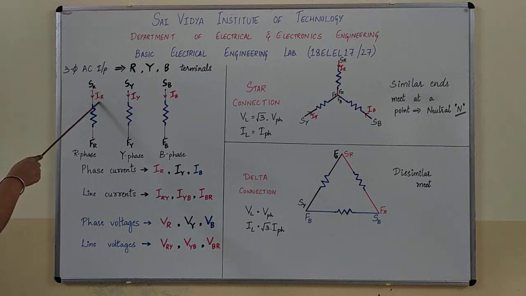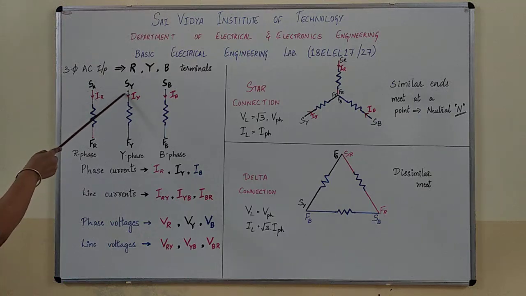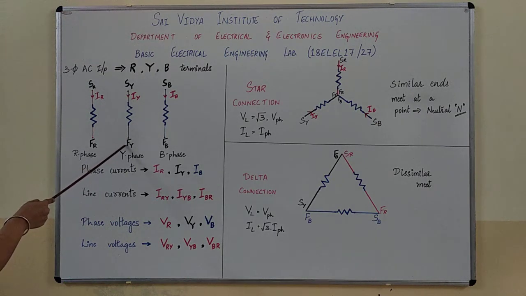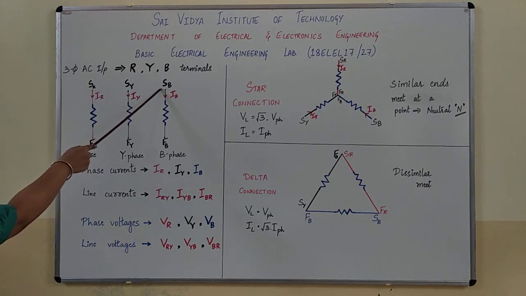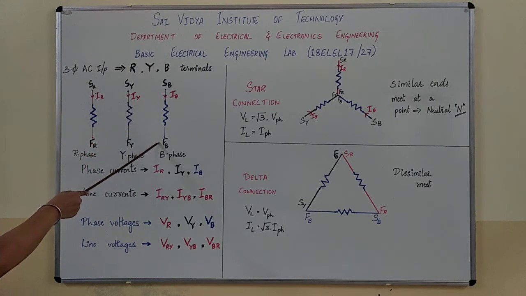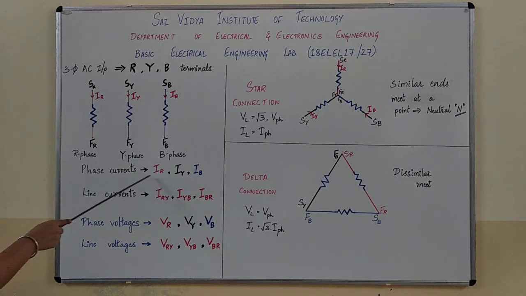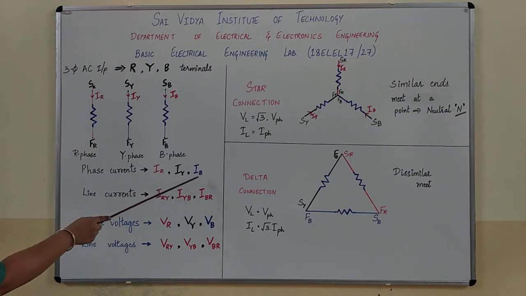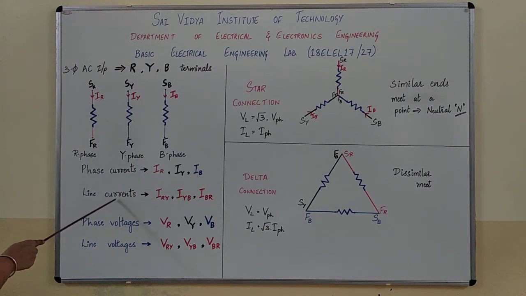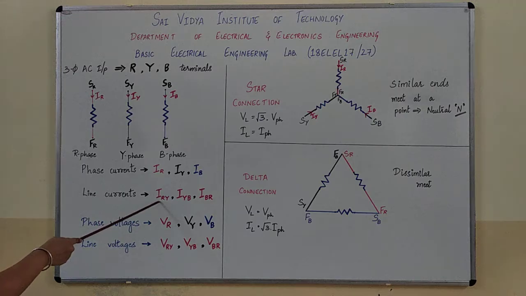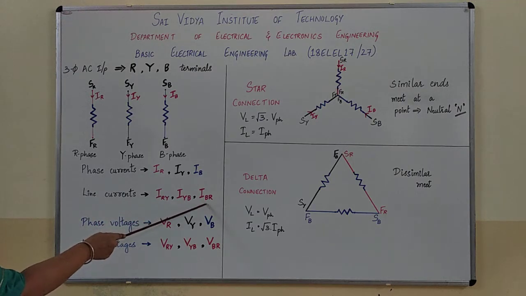The entry of the current IR will be considered as the start of R phase, and the point at which the current exits will be considered as the finish of R. Similarly, start of Y phase, end of Y phase, that is finish of Y. Start of blue phase and end of blue phase, that is finish of B. So the phase currents are indicated as IR, IY and IB. The line currents between the terminals R, Y, B are indicated as IRY, IYB and IBR respectively.